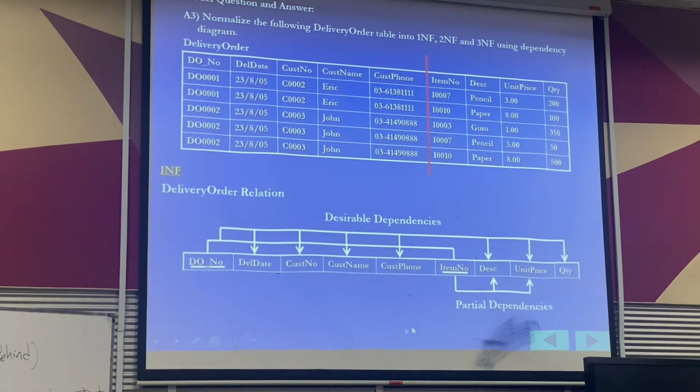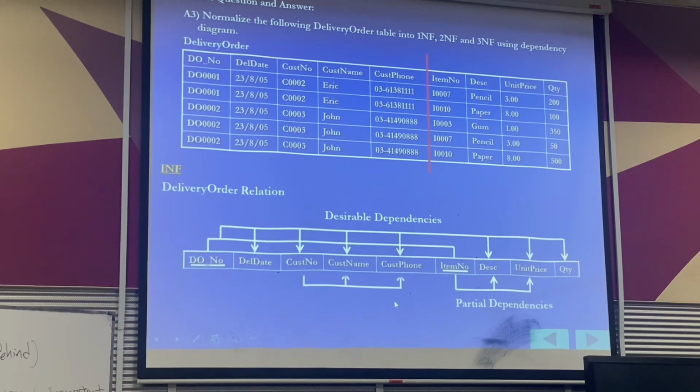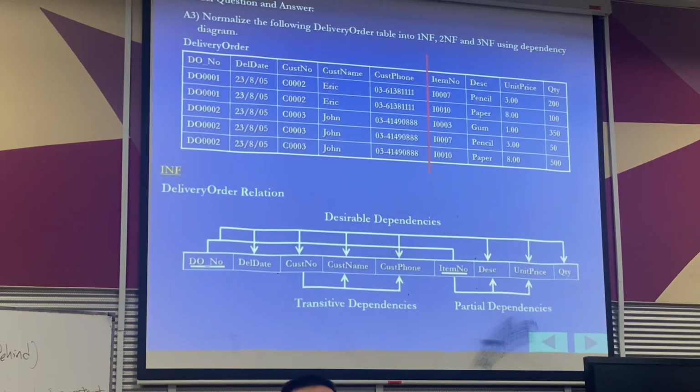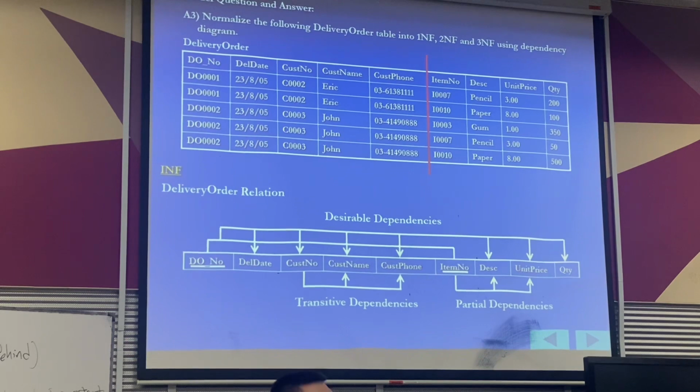Okay, first normal form. Then after that, DO number to this customer name, and this is partial dependency. This is the first normal form in the dependency diagram. So remember, the dependency diagram has everything inside one. Partial, transitive, all inside. Alright, first normal form is like this, only one table. No other table, one only.